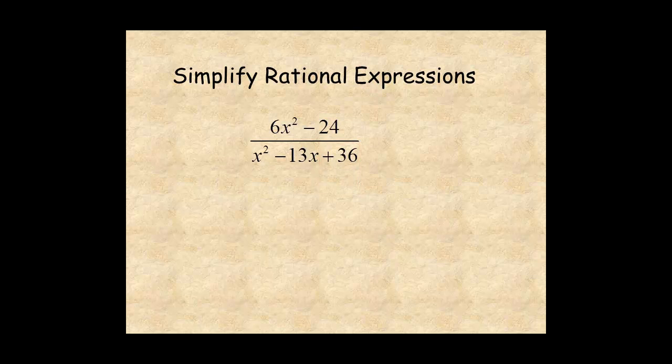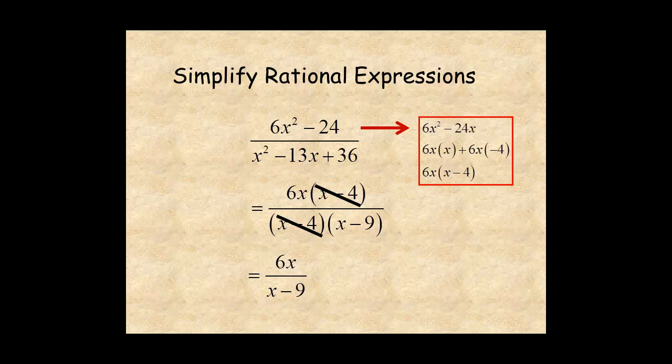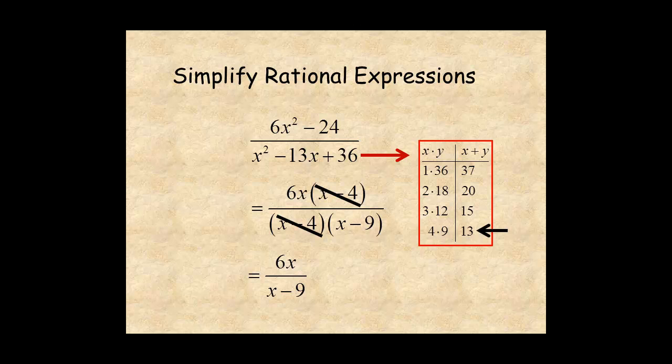Simplify rational expressions the same way. Factor the numerator, factor the denominator, cancel the common factor of x minus 4, and the result is 6x over x minus 9. The numerator factors with a GCF of 6x. In the denominator, look for factors of 36 that add to 13.